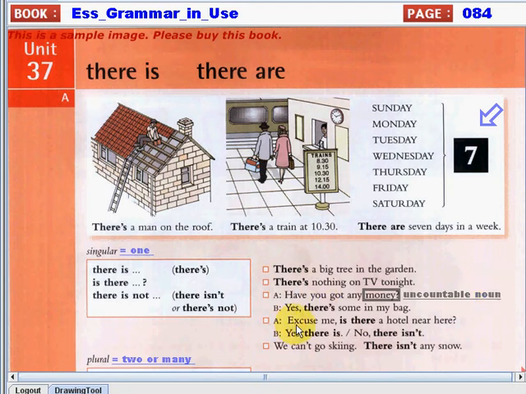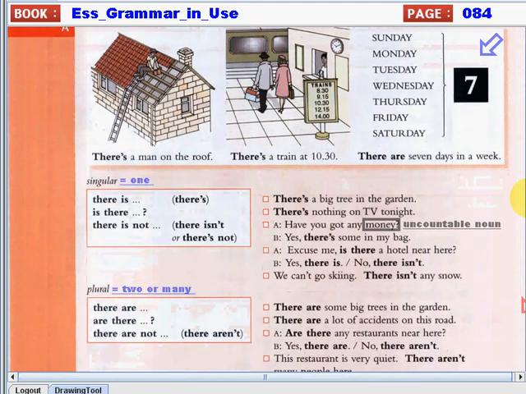Next is, excuse me, is there a hotel near here? The answers are, yes, there is, or no, there isn't. Last example is, we can't go skiing. There isn't any snow. There isn't is the same as there is not, or there is no snow.